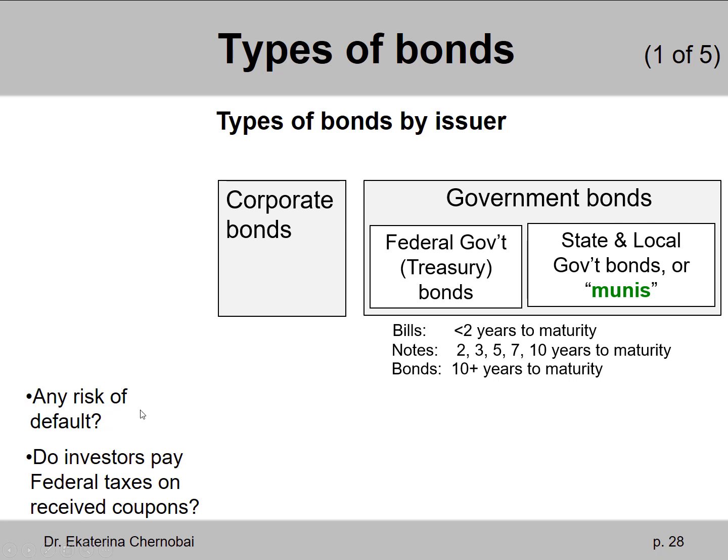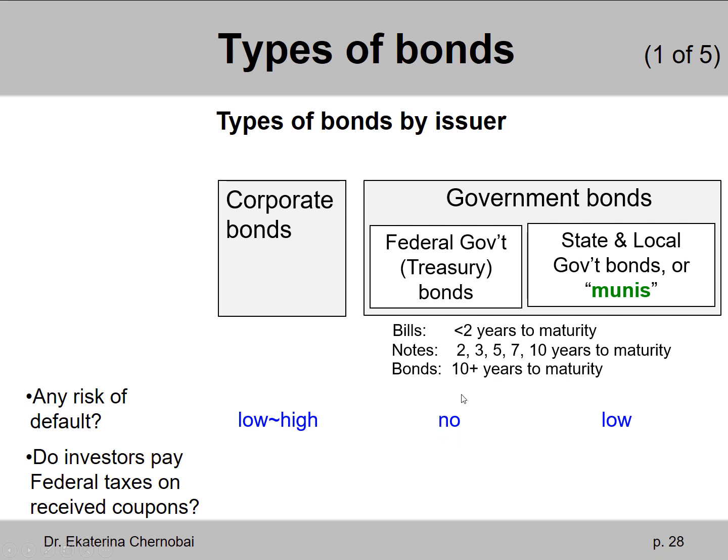this risk of default? If you bought a corporate bond, you face a low to high risk of default, because any company can go out of business. It may go bankrupt, it's out of money. So you may not get your coupon payments. In case of the government bonds, the risk is smaller, and there is no risk of default if you buy federal government bonds.